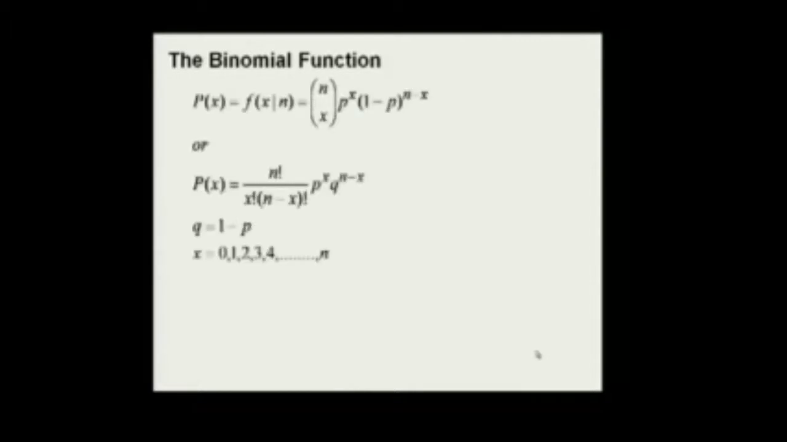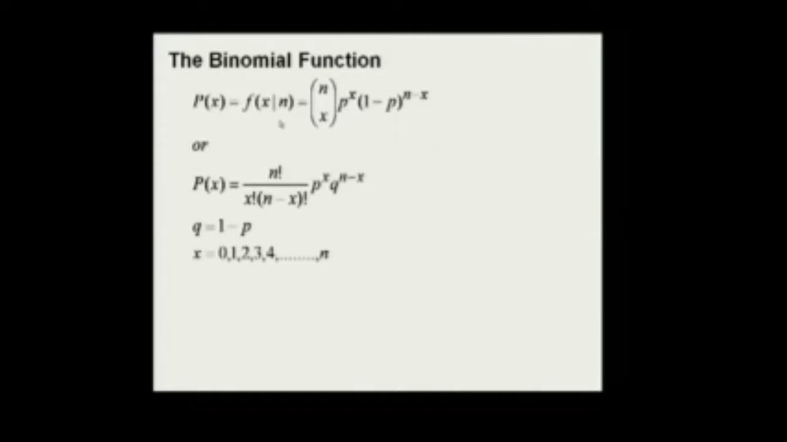That leads us to the binomial function. The binomial function is looking as we see here. P(x), or the probability of x, is a function of x for a given n. And what you see here is the combination symbol or term that we used before, that you can say nCx, or n combination x, times p to the power x times 1 minus p to the power n minus x.